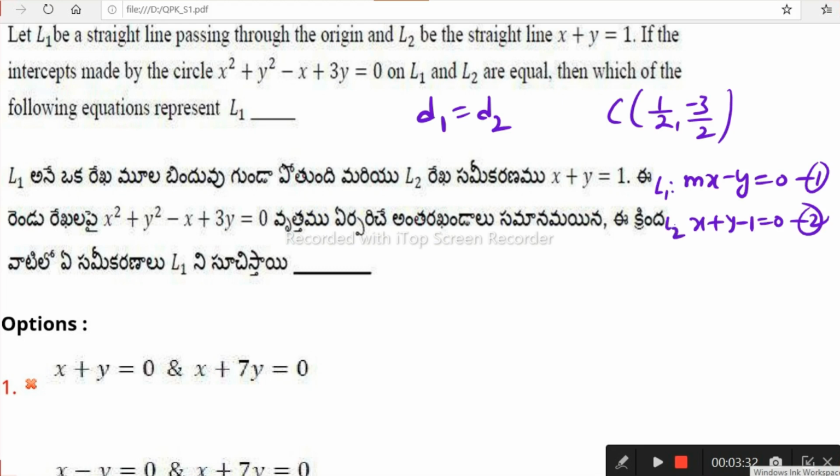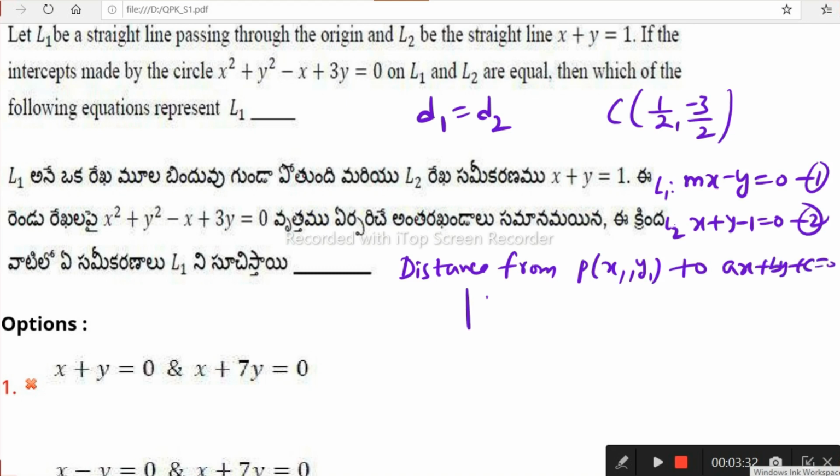Okay? D1 is the distance from the center, and D1, D2 are distances from some point x1, y1 to the line. Do you know the formula? For the line ax plus by plus c is equal to 0, first you have to recollect this formula: mod of ax1 plus by1 plus c, divided by root over a square plus b square.